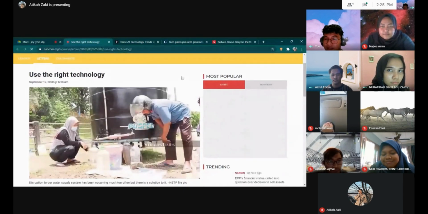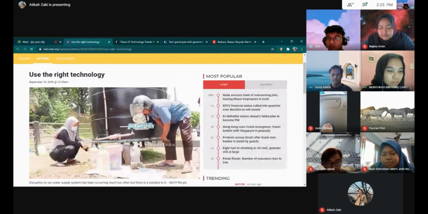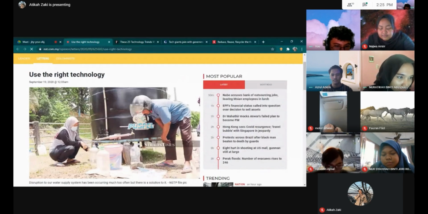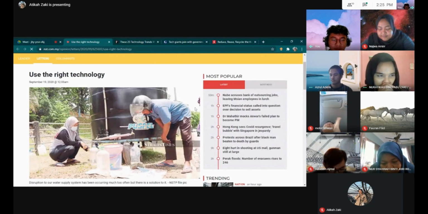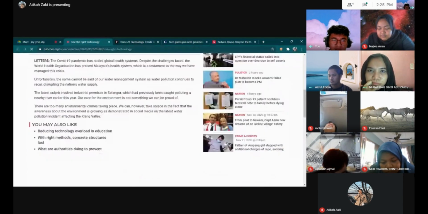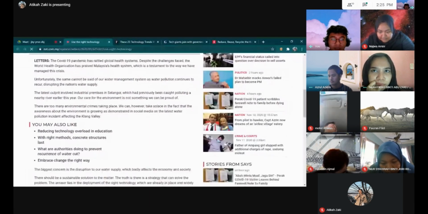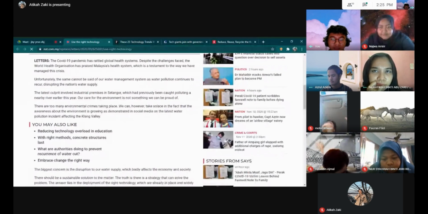The chosen article, the title is "Use the Right Technology" by Professor Datuk Dr. Ahmad Ibrahim, Fellow of the Academy of Science, UCSI University. This article is all about how the COVID-19 pandemic has rattled global health systems. Let me just read it.